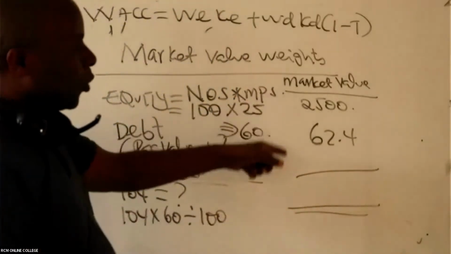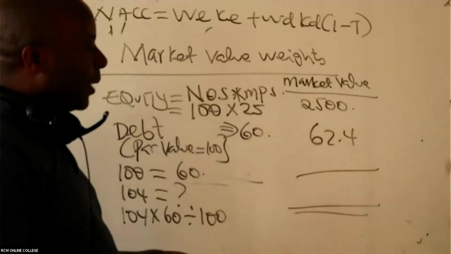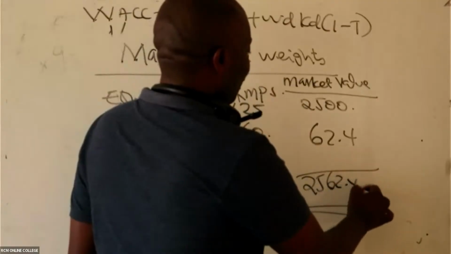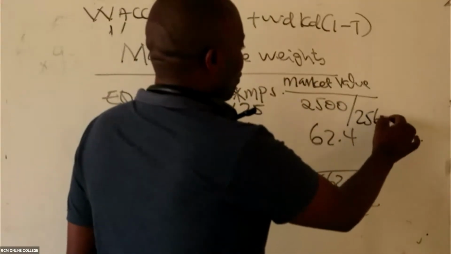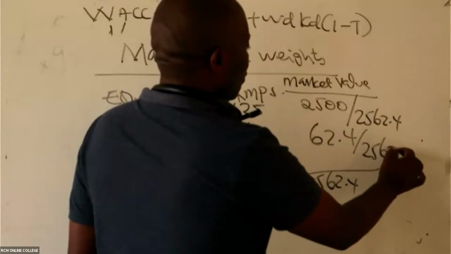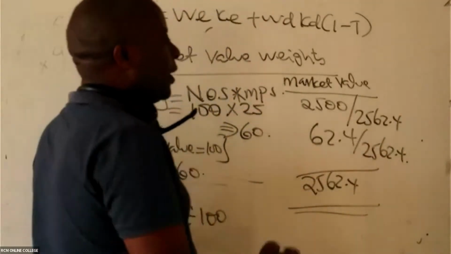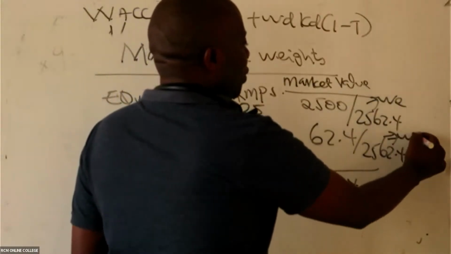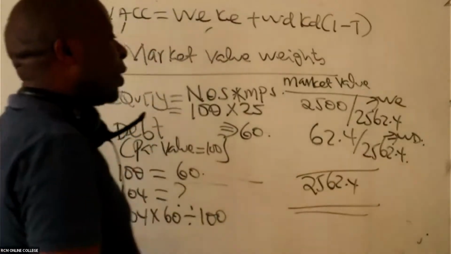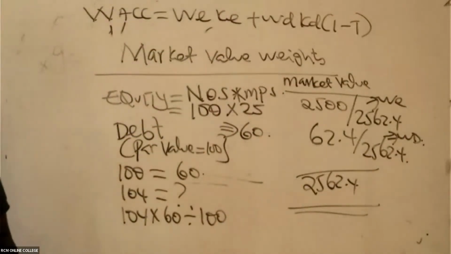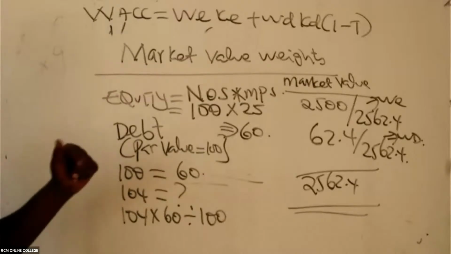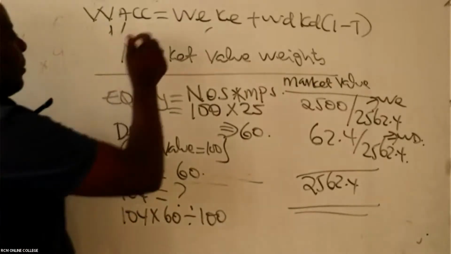So they give me the total here. When you add 2,500 plus 62.4, this will give me 2,562.4. These are now the weights. This is the weight of equity, and this is the weight of debt. I'll repeat this because I know it's a problem to many students, but before I repeat it, please come and substitute here.